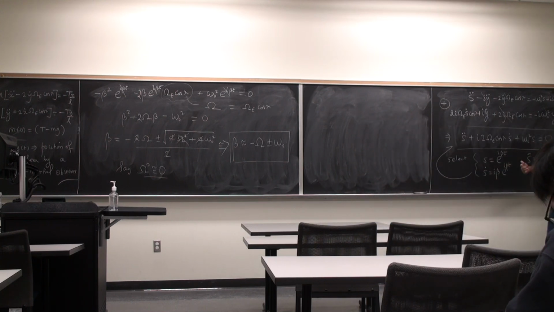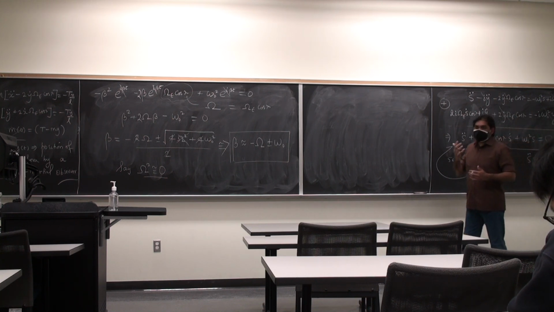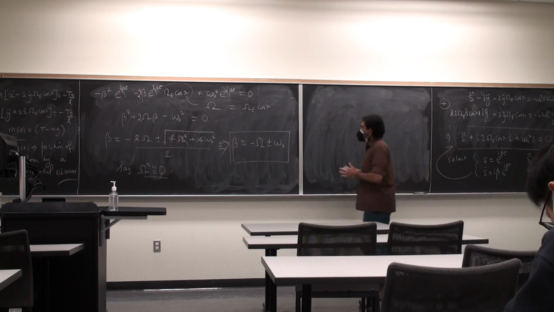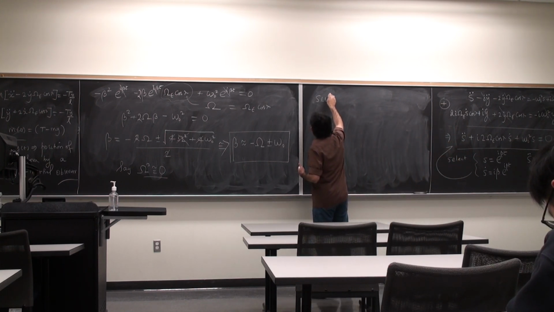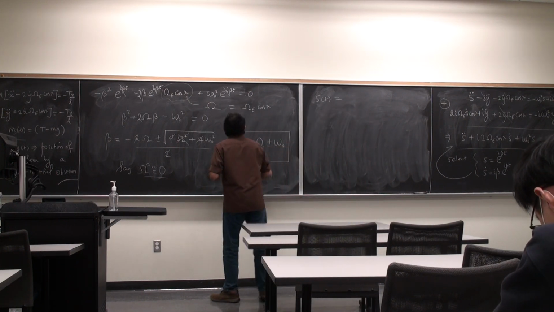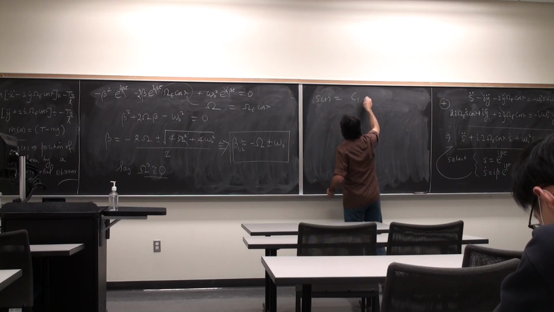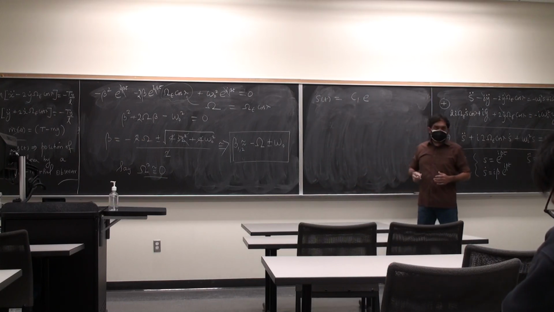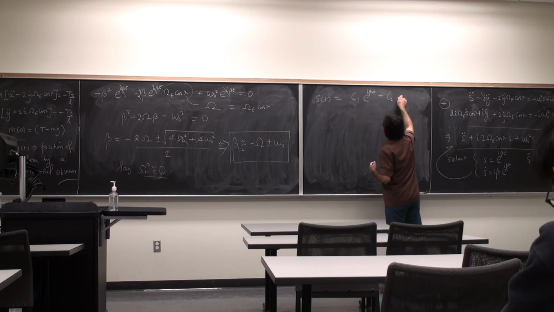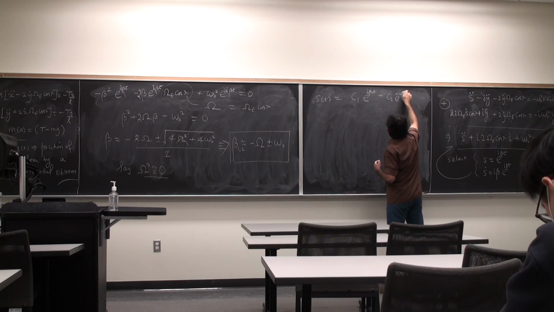Alright, so two roots, which means if I write my solution, I'm going to have two constants, which will come from the initial conditions. So I'm going to have S of t. Let's call these beta 1 and 2. So this is C1, some linear combination of the two roots: C1 e to the power I beta 1 t, C2 minus I beta 2.